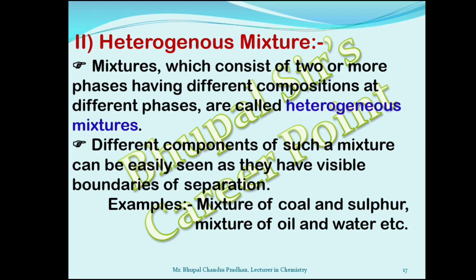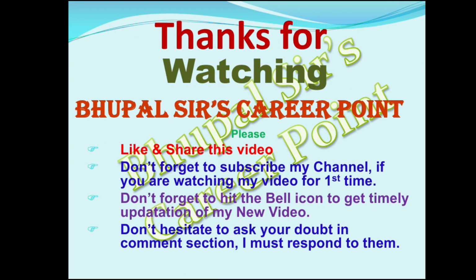Since they have a visible boundary of separation, we can see the different components together in one mixture. Examples: mixture of coal and sulfur, mixture of oil and water. These are the different examples of heterogeneous mixture.